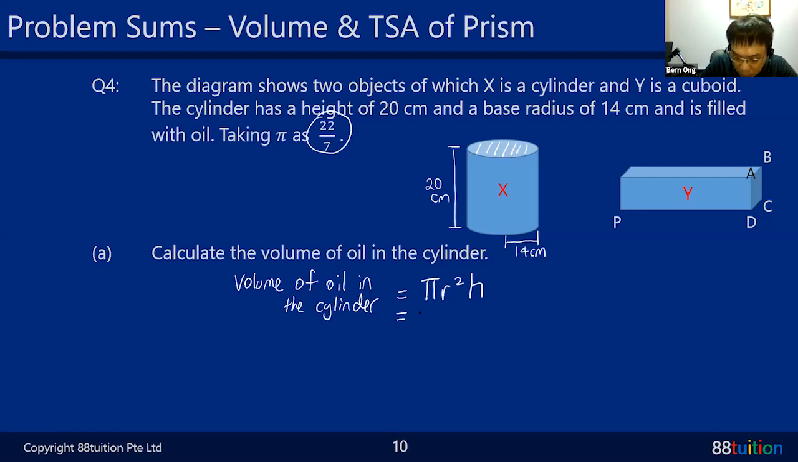So pi is given as what? 22/7. The radius, this one's so easy, I know. 14 squared times height is 20. Just press your calculator accordingly. Let's go. 22/7 times 14 times 14 times 20. Answer, bam. 12320. Volume, cm cubed. And that's your answer. Can you see?